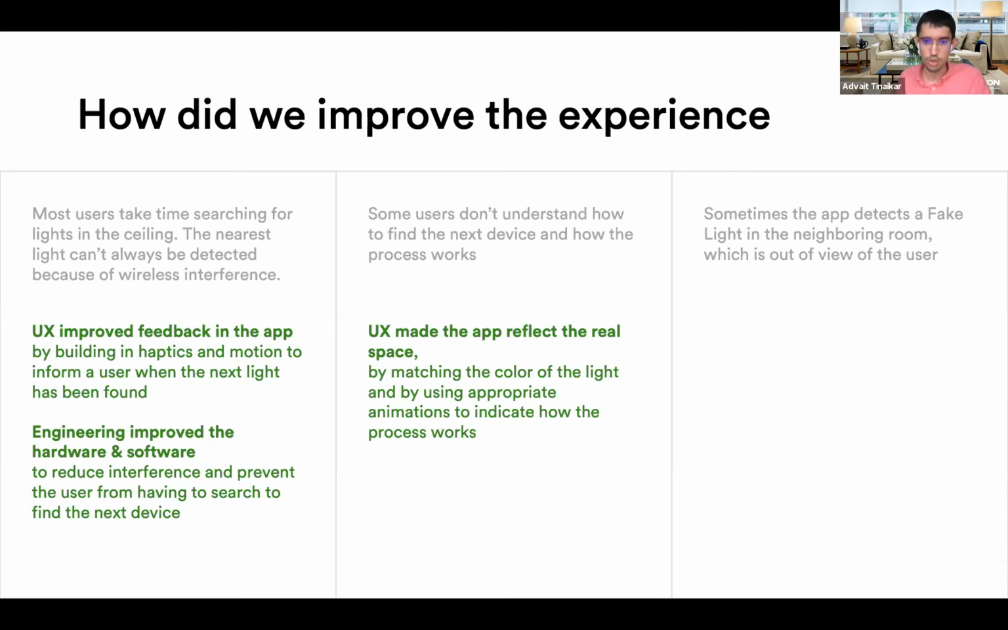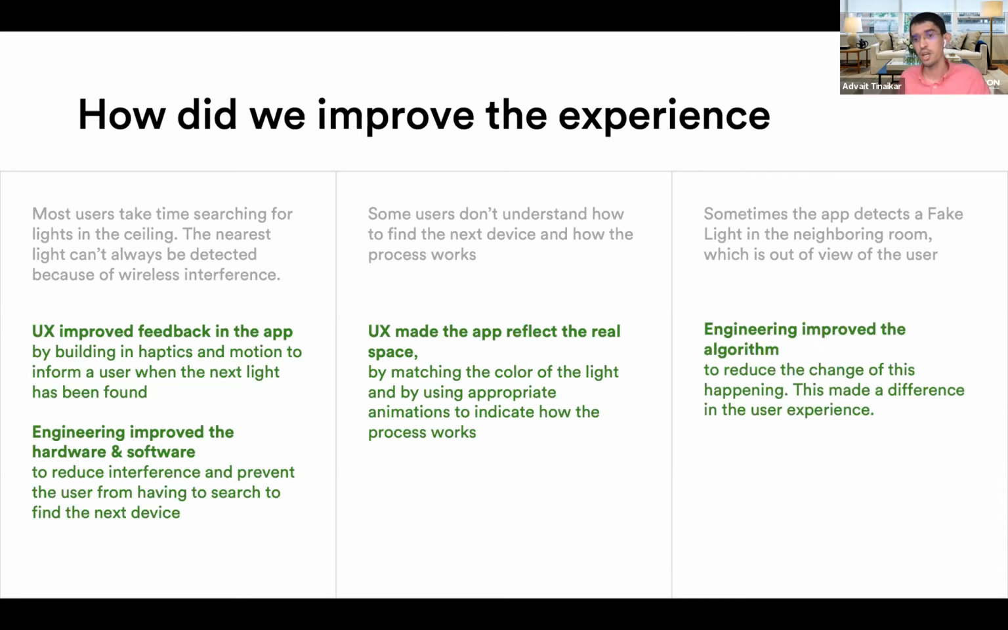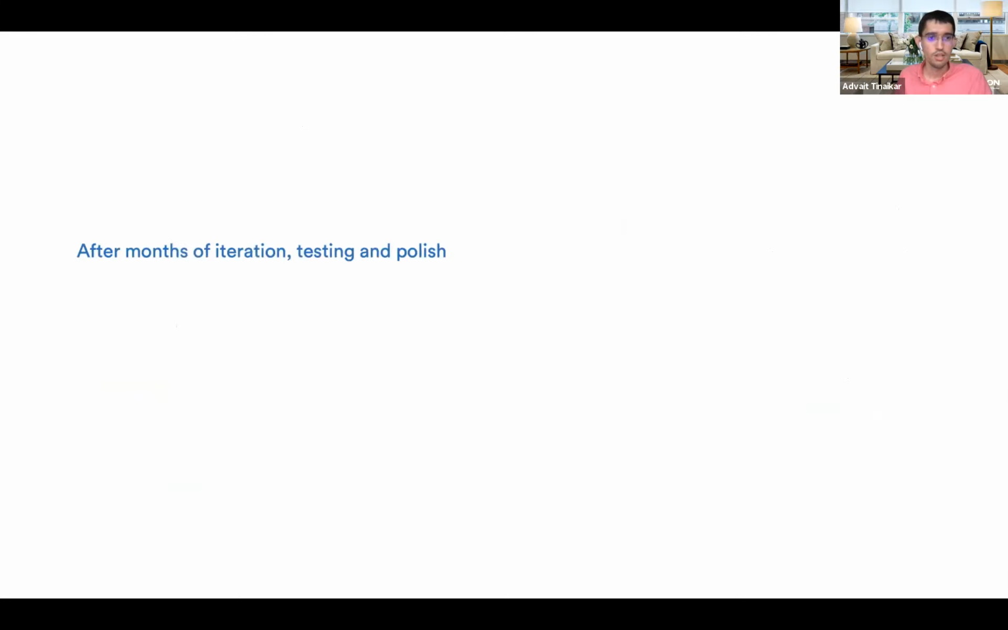And hopefully I'll be able to show you a video later of how it turned out. And lastly, engineering worked on the algorithm to ensure that lights in the neighboring room weren't being detected. And this was, as you can see, again, a lot of deep collaboration, but we worked together because the UX and engineering teams both realized the importance of a great experience and how we needed to work together to create that really homogeneous experience.